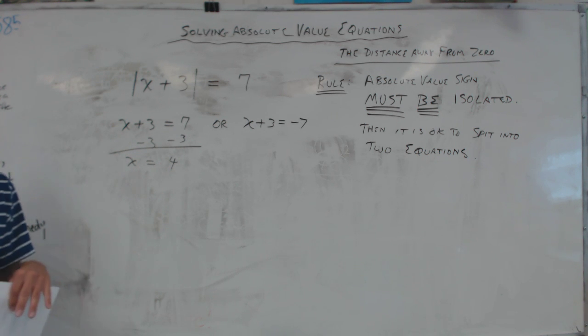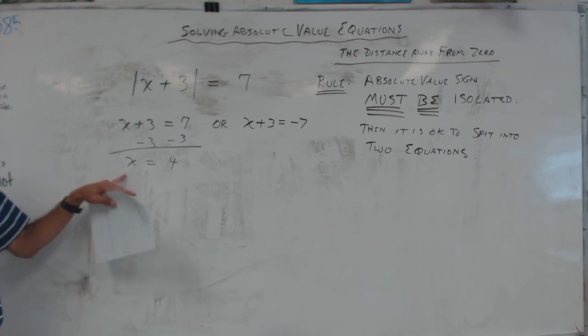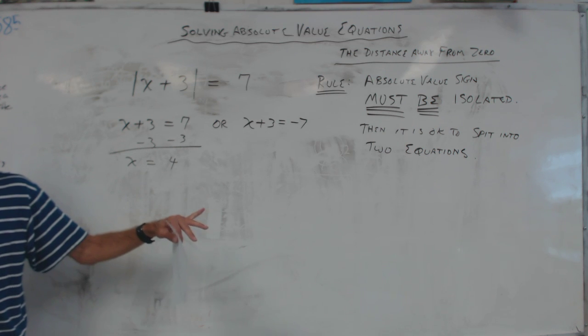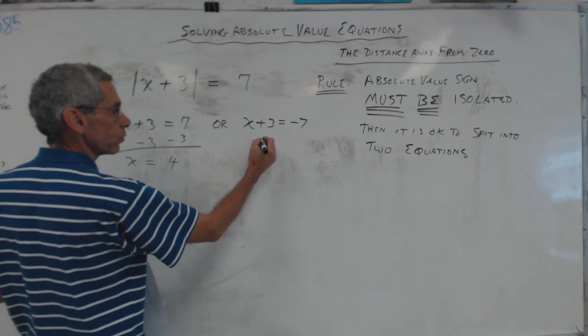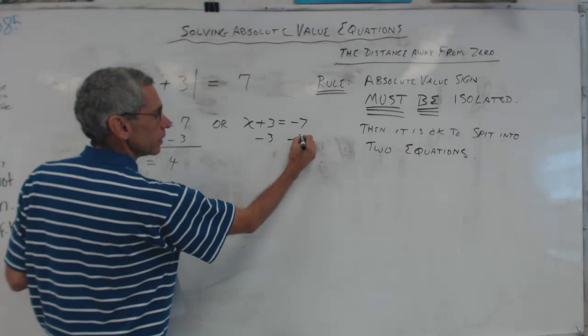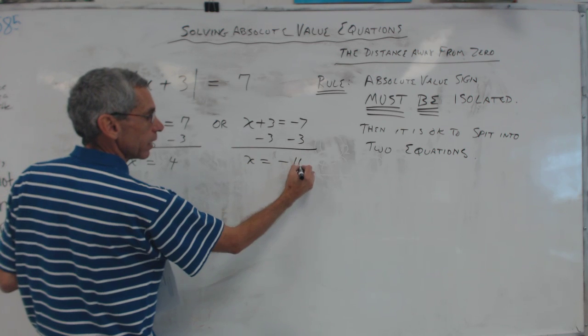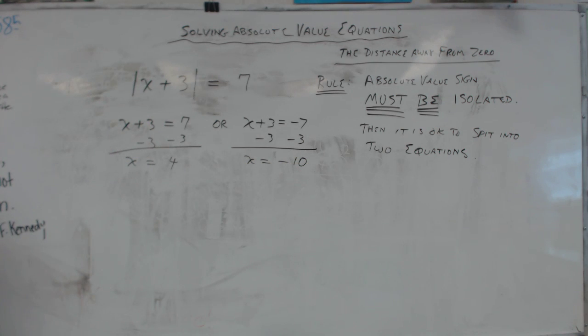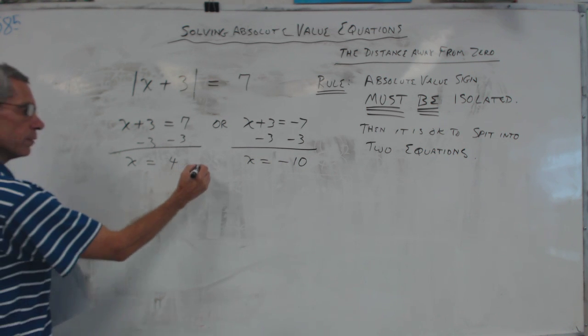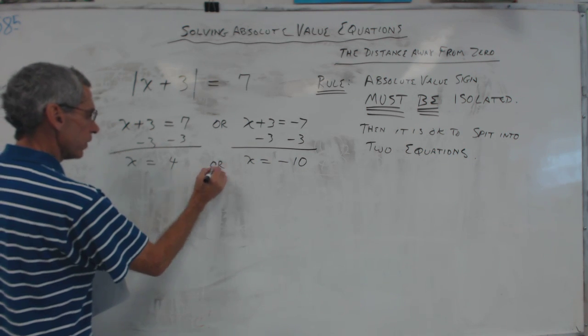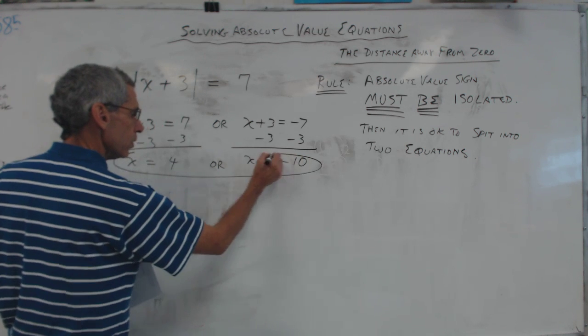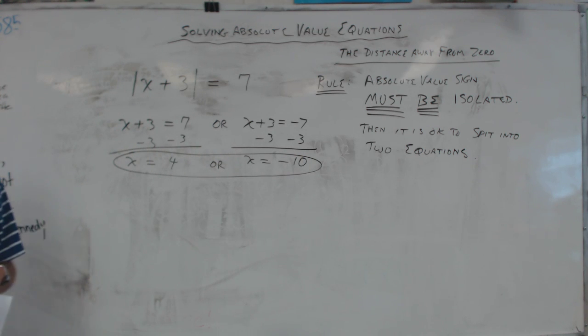Now, some people skip this and say, oh, if x is 4, the other one's negative 4. No. Not necessarily. In fact, rarely. Minus 3, minus 3. x is equal to negative 10. Does that make sense? So you write x is equal to 4 or x is equal to negative 10, and this is your answer. They're really easy.